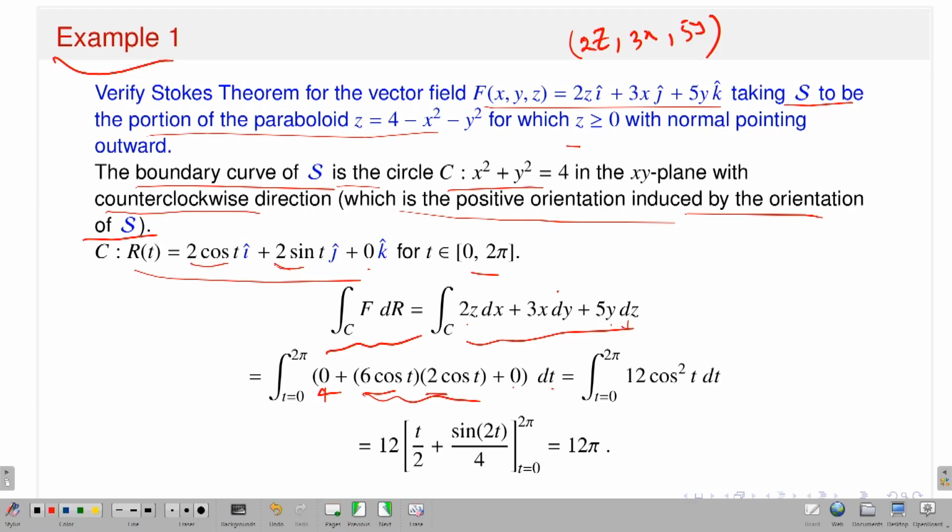So that's the integration you have to perform, and if you do that it will end up with t from 0 to 2 pi of 12 cos square t, and if you do that integration you will end up with the value 12 times pi. So the left hand side, the line integral of my vector field capital F over the boundary curve of my surface S, is 12 pi. Now let me see whether this is exactly equal to the surface integral in the right hand side.